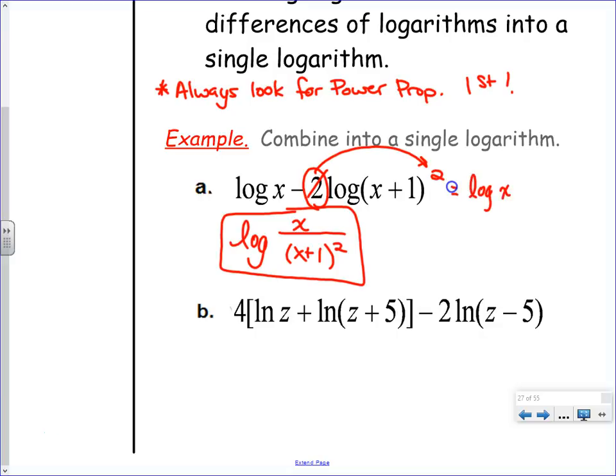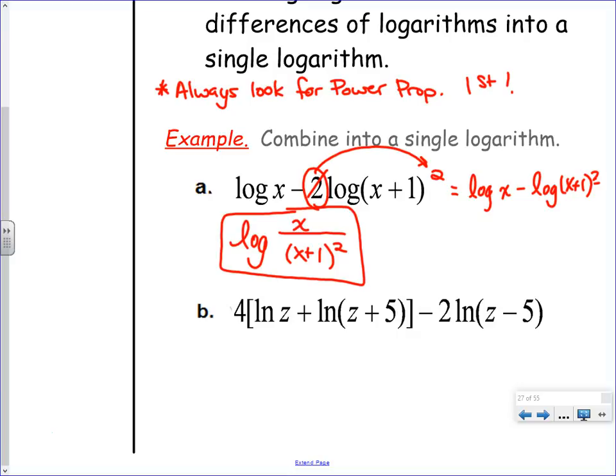And if there's no base, what is this log again? 10. Common log with a base of 10. And I could say log of x plus 1 squared. Now I can say, that's a 2. I have log of one argument minus the same log of the other. Now that I have no numbers in front besides 1, no powers that need to pop up, I can say, sweet.